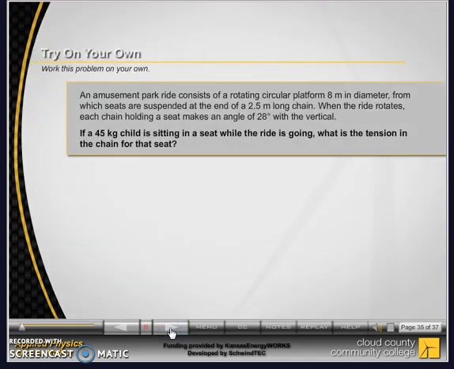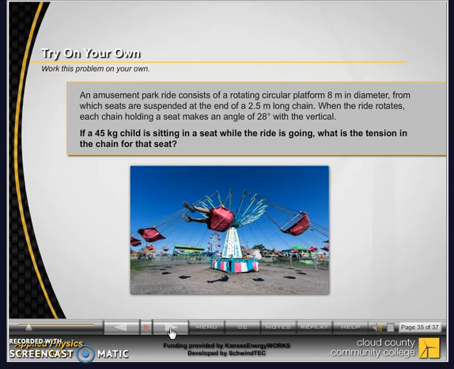Try this on your own. An amusement park ride consists of a rotating circular platform 8 meters in diameter from which seats are suspended at the end of a 2.5-meter long chain.